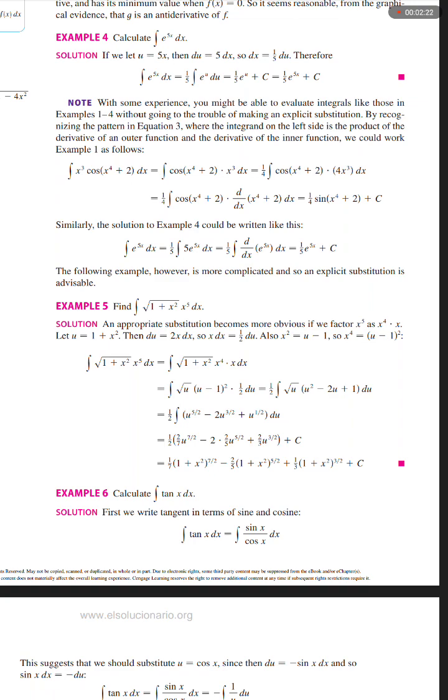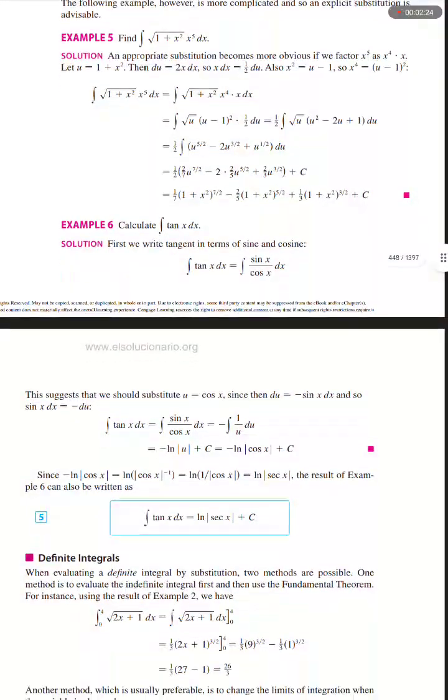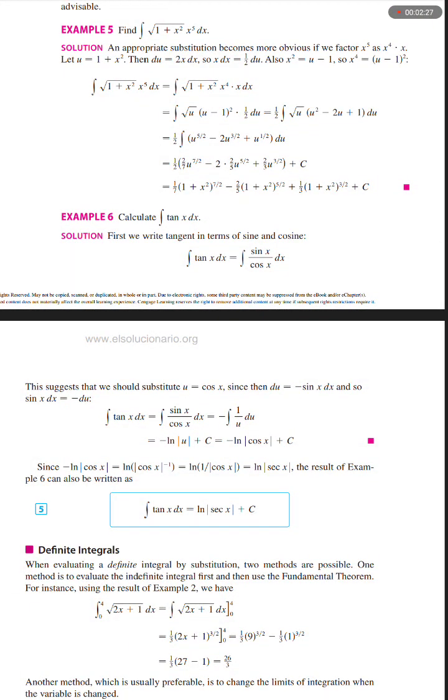Example 5. Find the integral of the square root of 1 plus x squared times x to the fifth power dx. Solution. An appropriate substitution becomes more obvious if we factor x to the fifth power as x to the fourth power times x. Let u equal 1 plus x squared, then du equals 2x dx. So x dx equals 1 over 2 du. Also, x to the second power equals u minus 1.